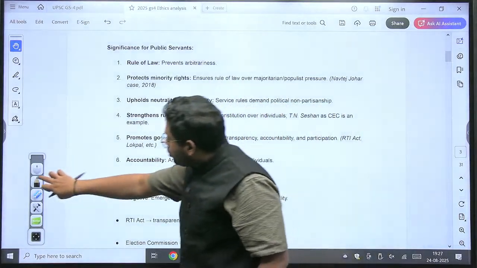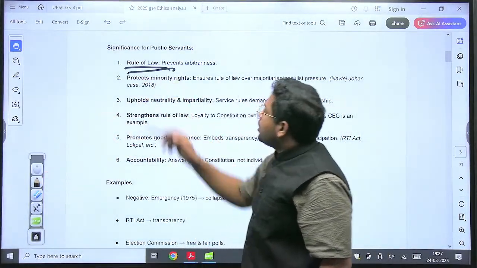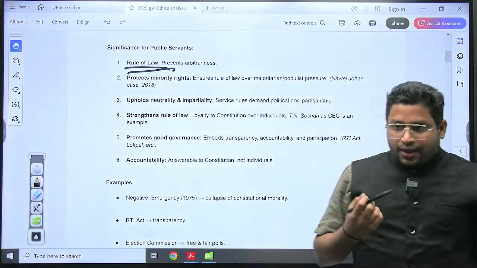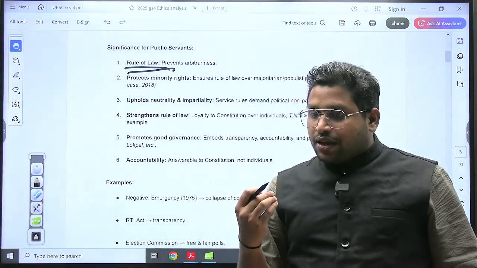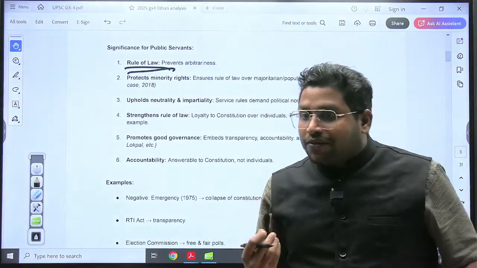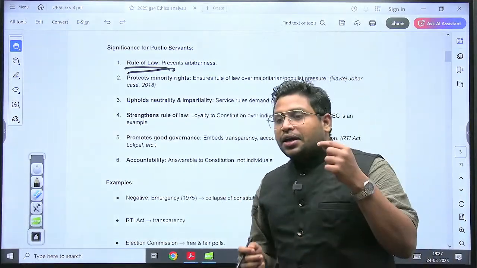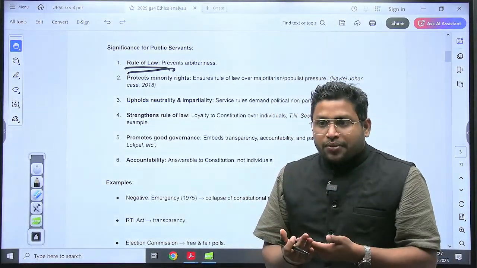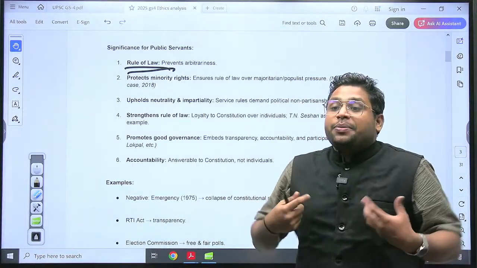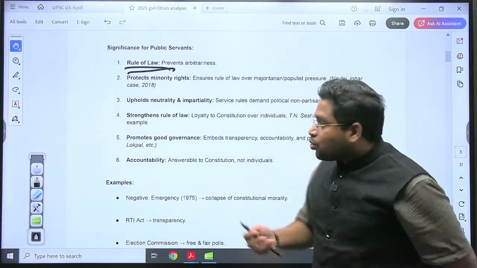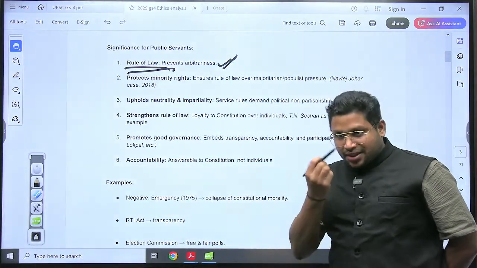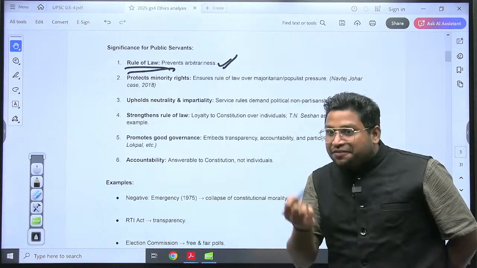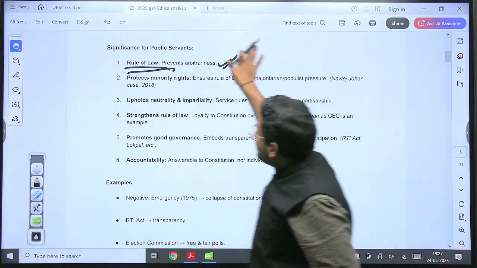So you talk about these parts, like let's say to ensure rule of law. Let's say I do not adhere to constitutional morality or the principles, then I might misuse the powers. Let's say there are some loopholes in a particular law, so I might go for my arbitrary decision making. So here, to ensure rule of law, this constitutional morality is needed in every individual, right?